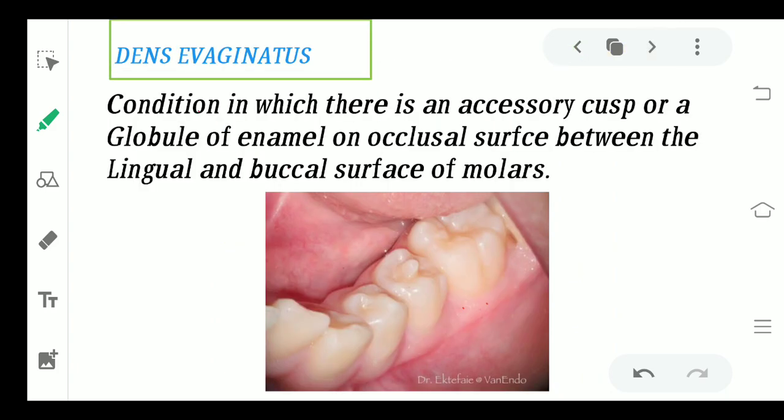Moving to the next anomaly, that is dens evaginatus. In dens evaginatus, it is basically a condition where there is an accessory cusp or a globule of enamel. You see in this structure, this particular one which I have marked. So this is a kind of structure which is seen. It feels like there is a globule or maybe an accessory cusp of enamel. It is very much in contrast to the tooth itself, and it is usually found on the occlusal surfaces between the lingual and the buccal surface of the molar. So this is the buccal surface, this is the lingual surface, and it is found in between them. So this is what you say with dens evaginatus.